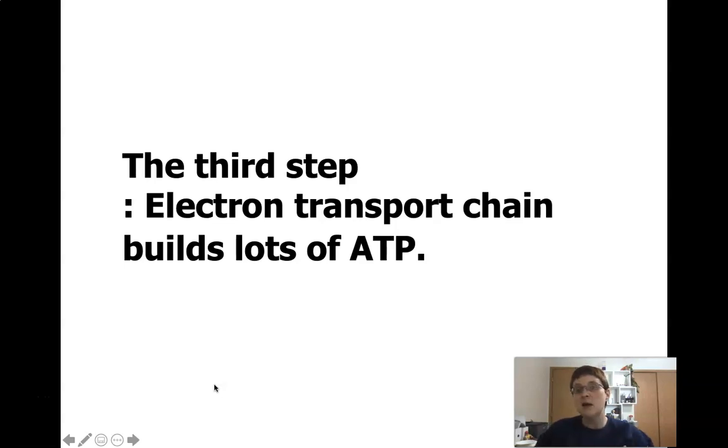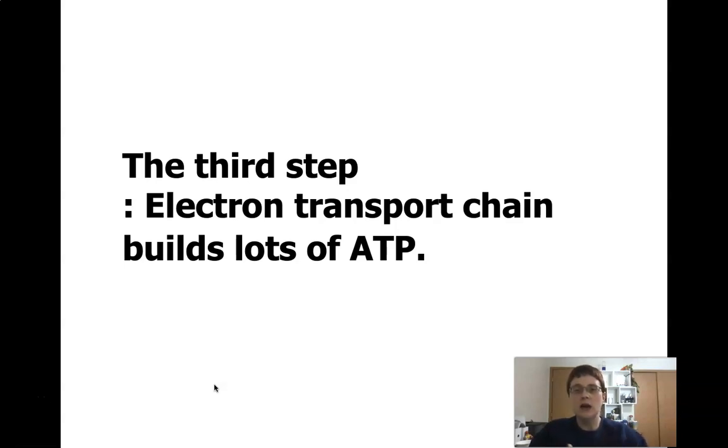The last step in cellular respiration is the electron transport chain. I mentioned earlier, this is where we make a lot of ATP. This is where 90% of the ATP for each glucose is going to be made.